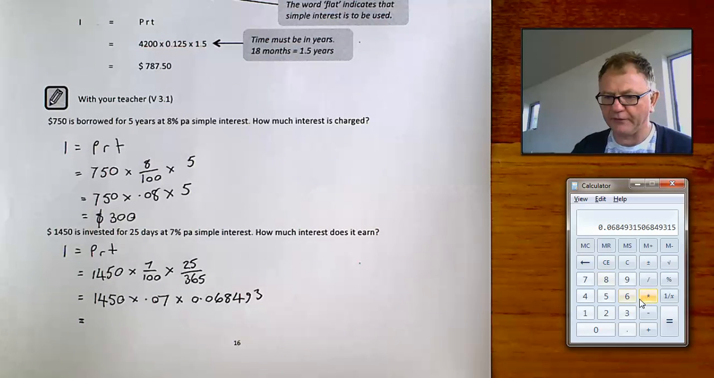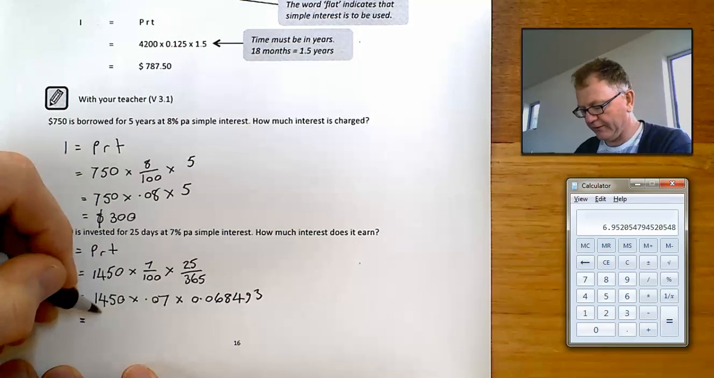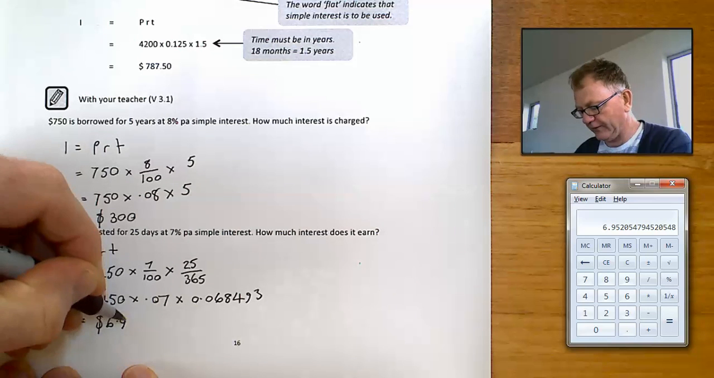I've already got that one on the screen now. So I'll times it by 0.07. It doesn't matter what order you multiply numbers in. If you've got 3 numbers to multiply together, you can multiply them in any order, you'll get the same answer. Notice we get a big long answer, but it's a dollars and cents question, so I can write my answer as $6.95.